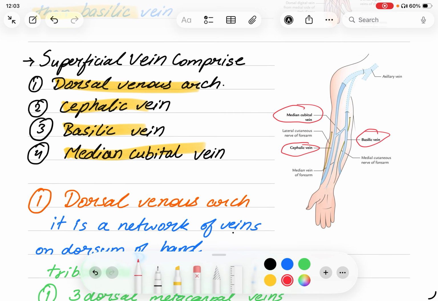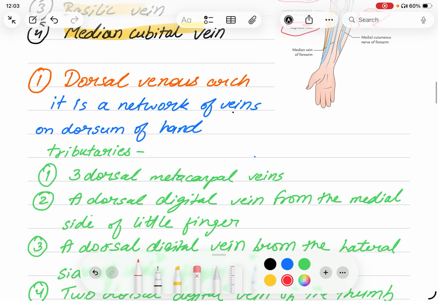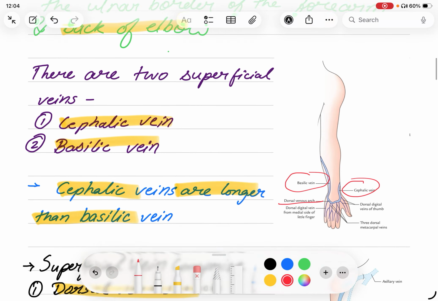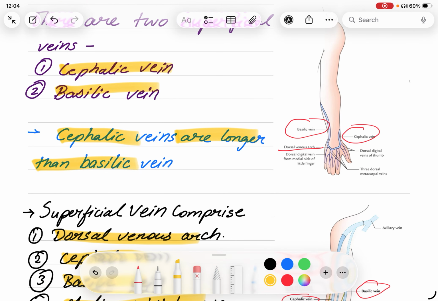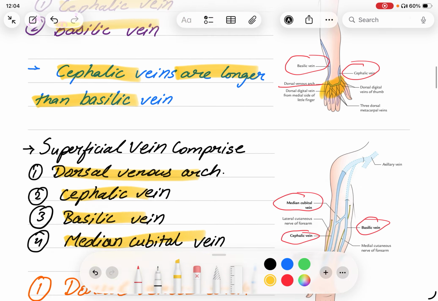And now come on to the dorsal venous arch. It is a network of veins on the dorsum of the hand. In that diagram, you clearly see many veins here. So this forms the network of veins.